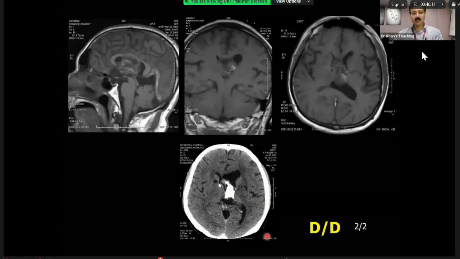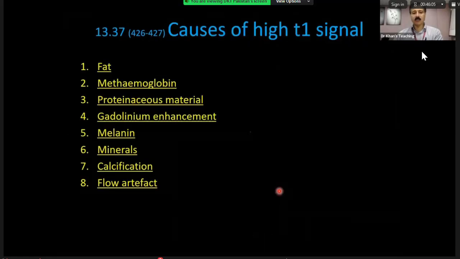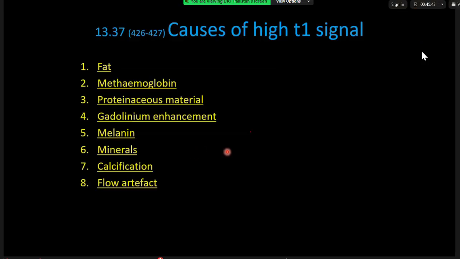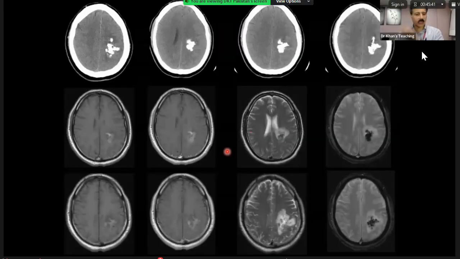Are you with me? Yeah, yeah. So the teaching point here is that there is a particular type of calcification which can be high signal on T1. So this is the list from your latest edition, and everything which you pointed out is fine: fat, methemoglobin, proteinaceous matter, melanin, minerals. Calcification is what I was trying to show you. So please do not think that all kinds of calcification will be bright on T1, but the only thing to remember is that some types of calcification can be bright on T1.